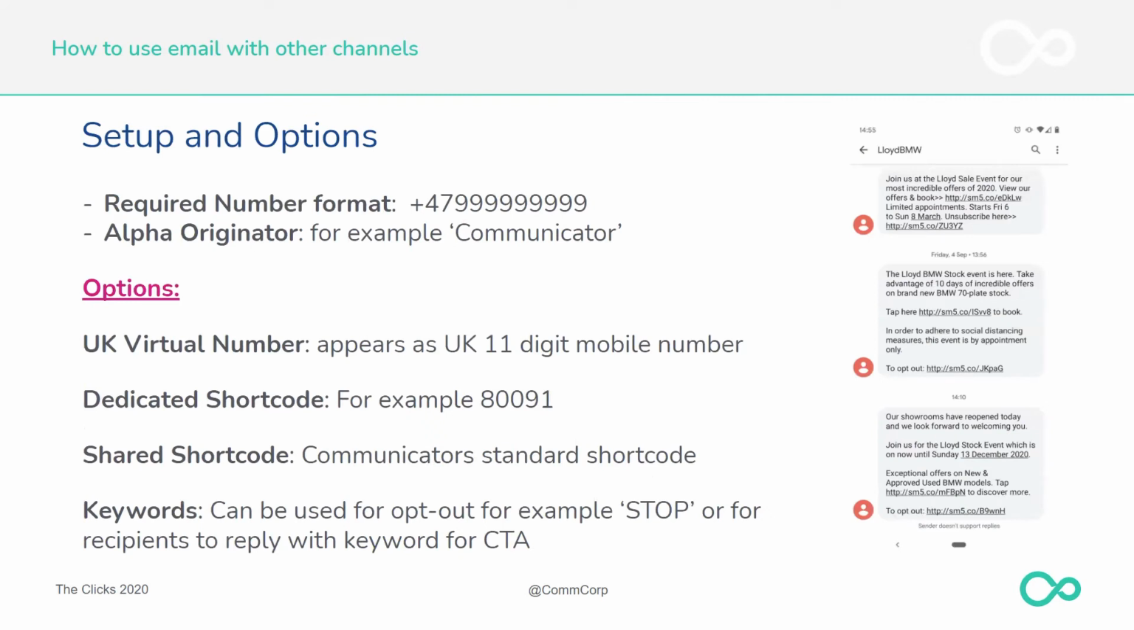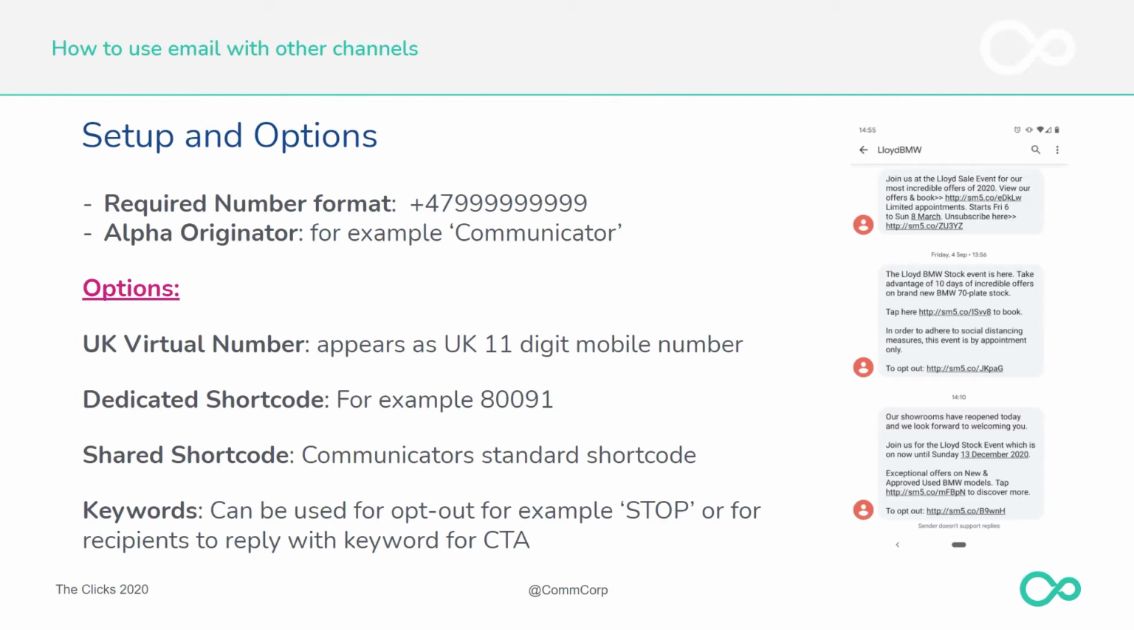So I get asked a lot, how easy is it to implement SMS alongside email? And I think this is something that's built within the Communicator platform, so there's no need to go outside of what we do. It's fairly easy to set up. All you need to do is ensure that the data, first and foremost, is accurate and correct. So I've got a reference there of what the formatting should be like, but also choose your alpha originator. So this is just simply how the recipient will identify you.